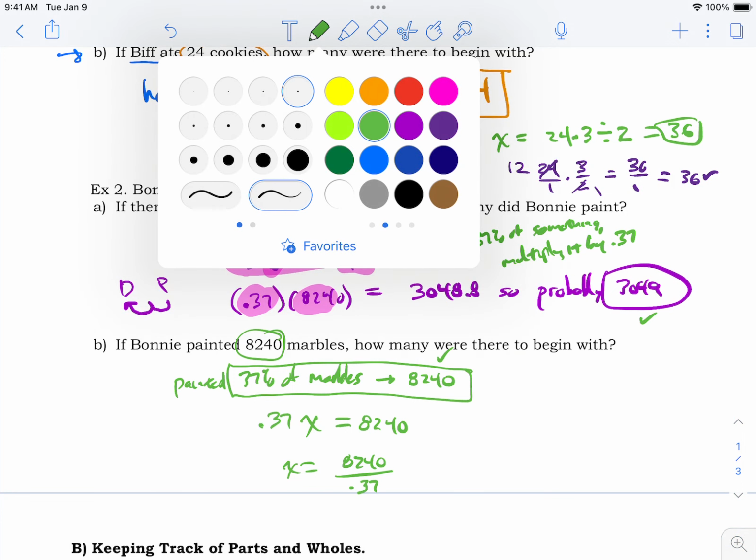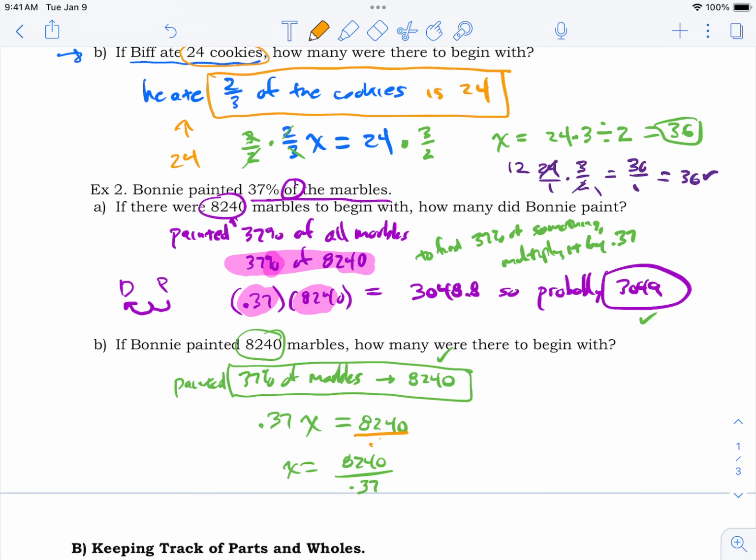Maybe I'll show it this way. What you want to do is get X by itself. That's usually how people say this. And if it says 0.37 times X, you want to do the opposite of times, which is divide. So you put the 0.37 underneath. Personally, I just look at that as canceling the 0.37 off the X. In any case, 8240 divided by 0.37.